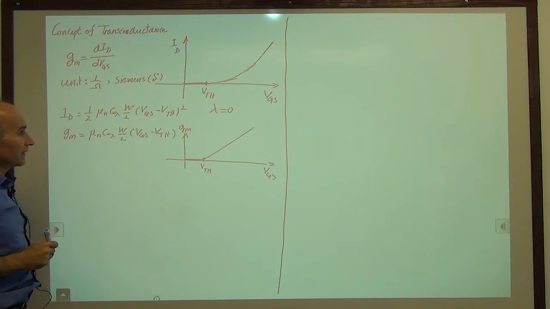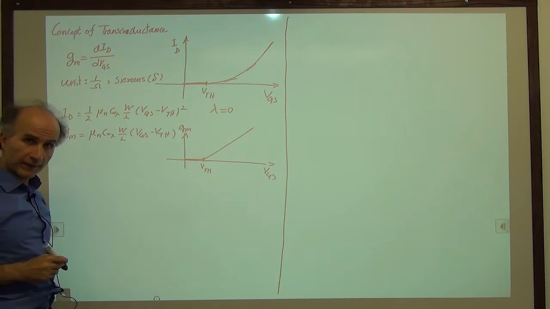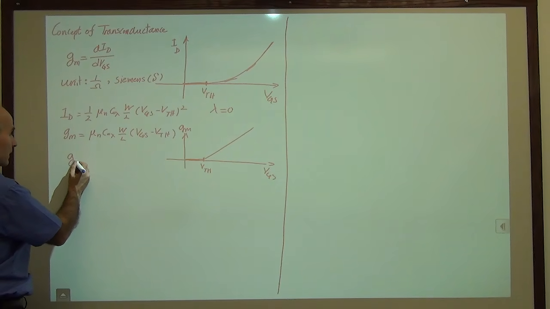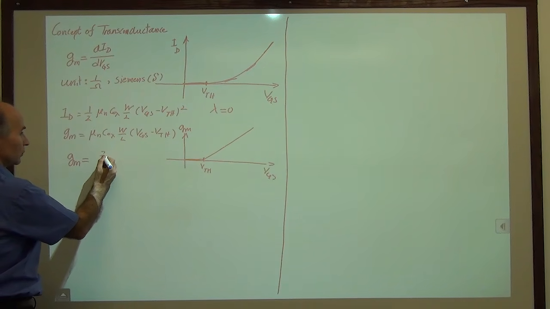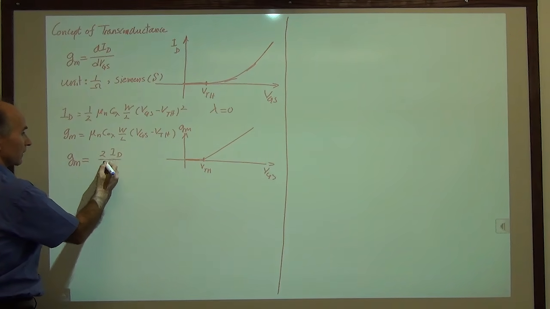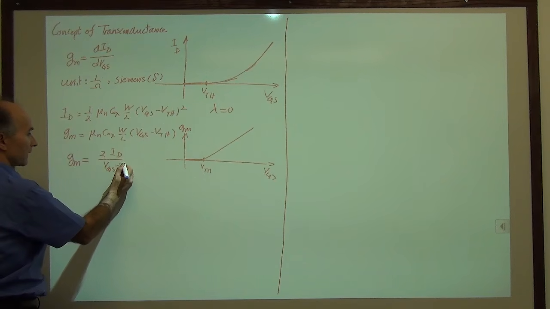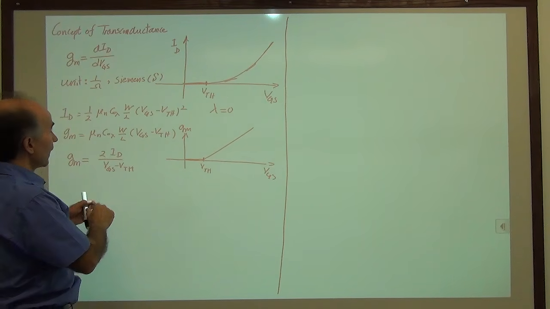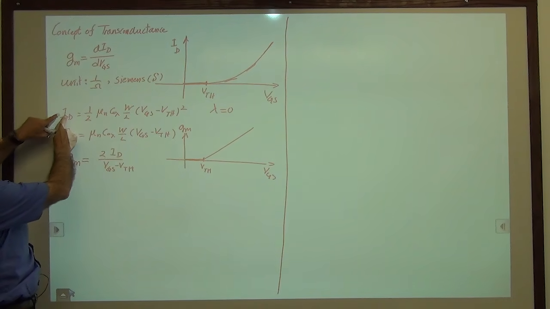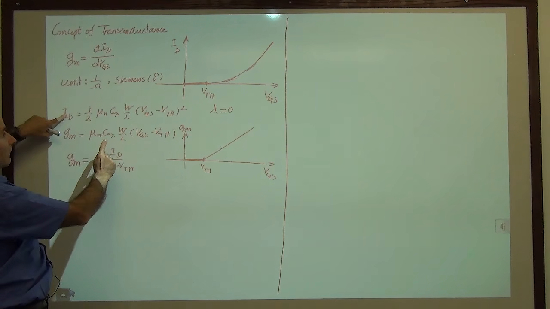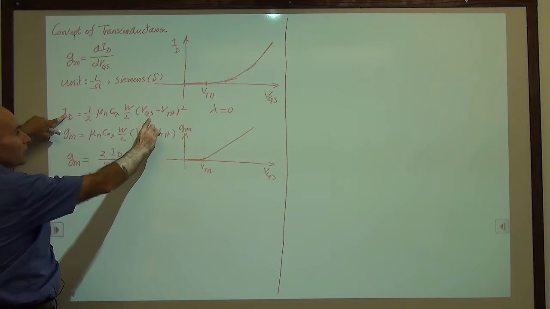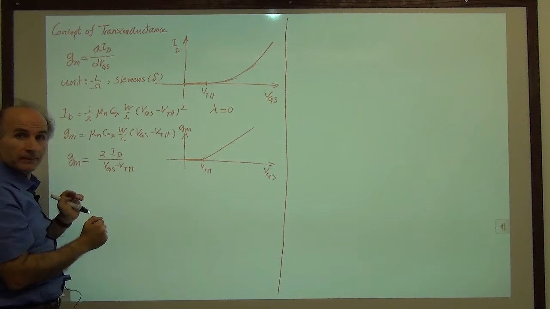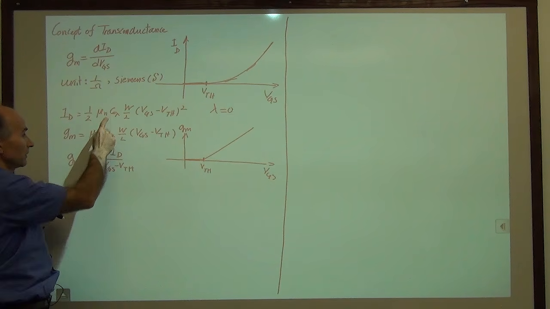Now, it turns out that there are 2 more equations for transconductance that I should mention here. The second one is this, 2ID over (VGS minus VTH). This arises because I can take this 2ID and divide it by VGS minus VTH, and what I'm left over with is this. So if you combine these two, you get this.